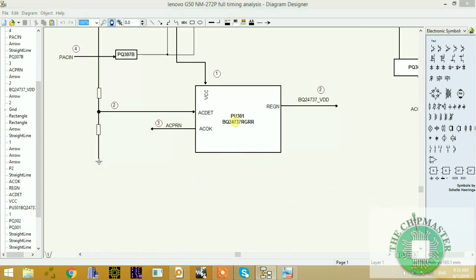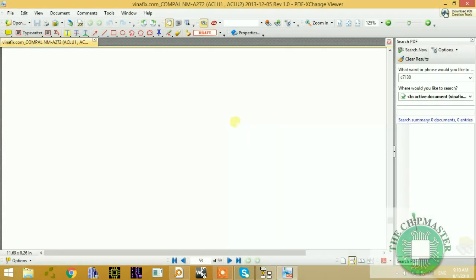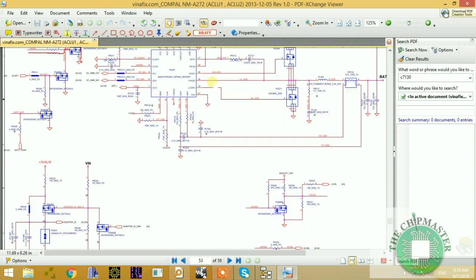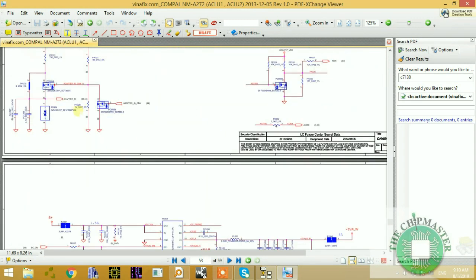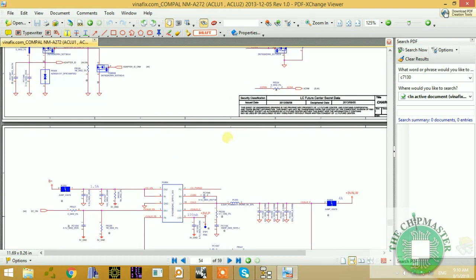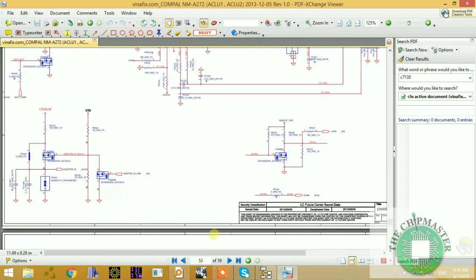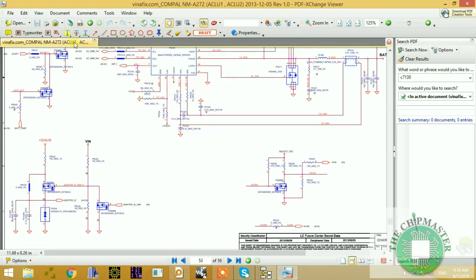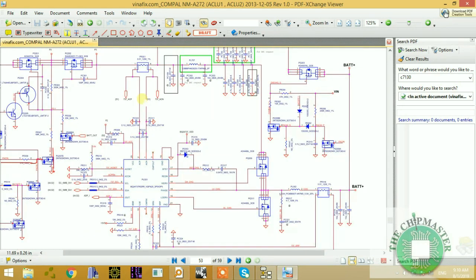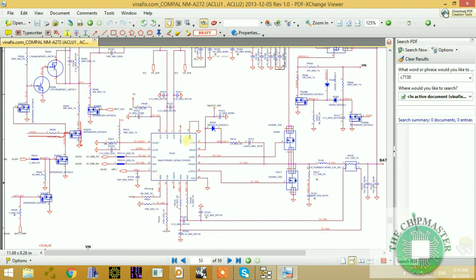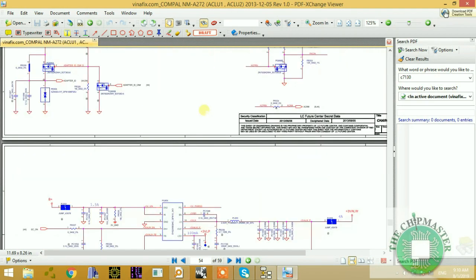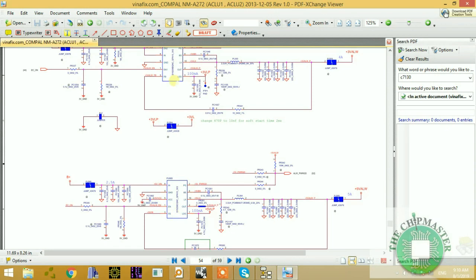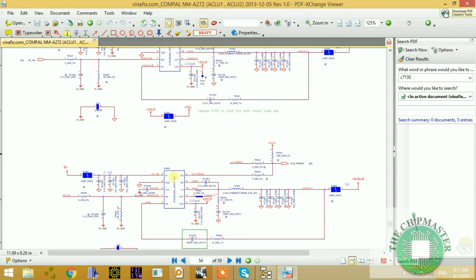So let's go back to our schematic. In this segment we're going to look at the EC standby working conditions, and after that we'll look at the bridge or the PCH standby working conditions. Here we have the adapter isolation and protection I explained in the last class. In this chapter we're going to look at the EC working conditions.